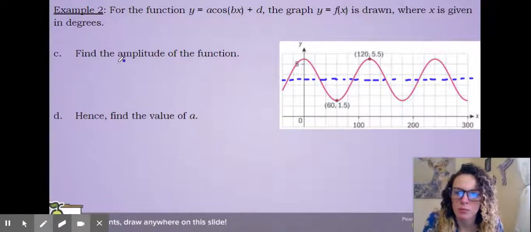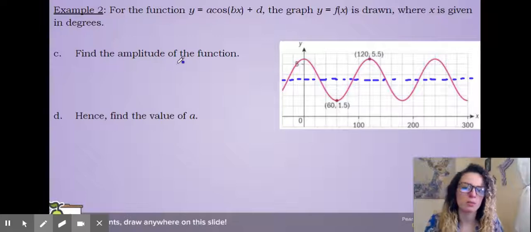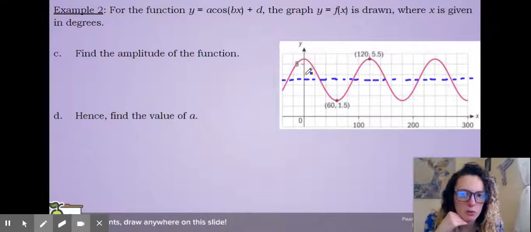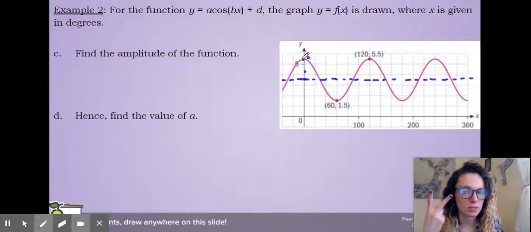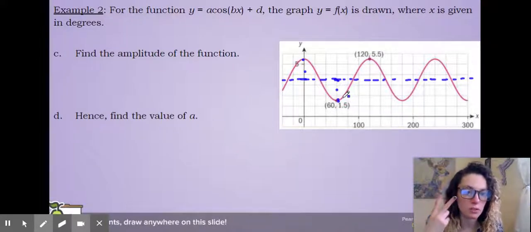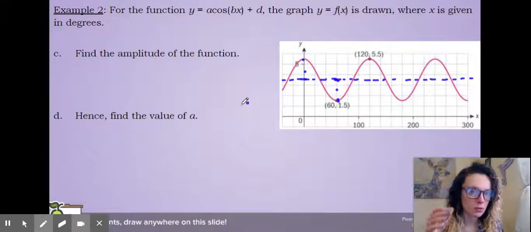Part C of the same problem, finding the amplitude of the function. The amplitude, remember, is the distance from your principal axis to the maximum or the distance from it to the minimum. Since we have the graph, we can look at it from the graph. If this is 3.5 up to my maximum point, that's a distance of 2. Or from my principal axis down to the minimum point, 3.5 to 1.5, that's also a distance of 2. Or just like how we had said in the other video, we can find the difference between the y values of the max and min and then cut it in half.